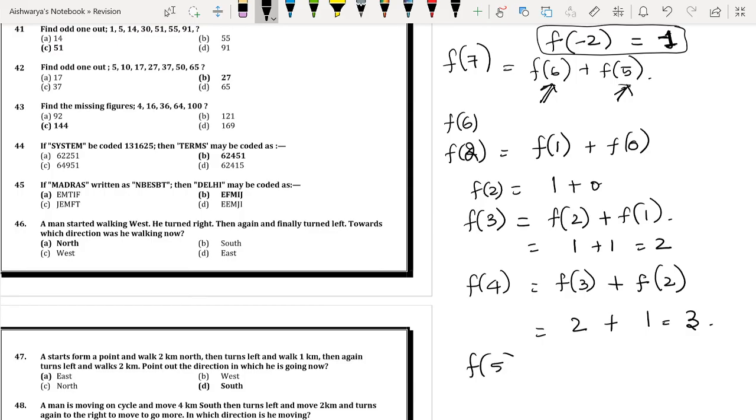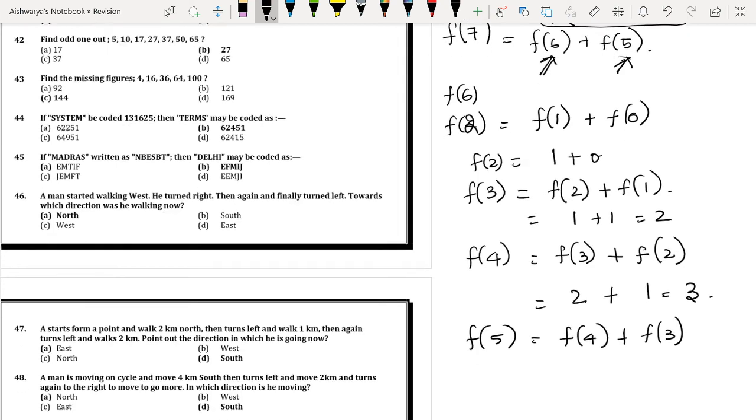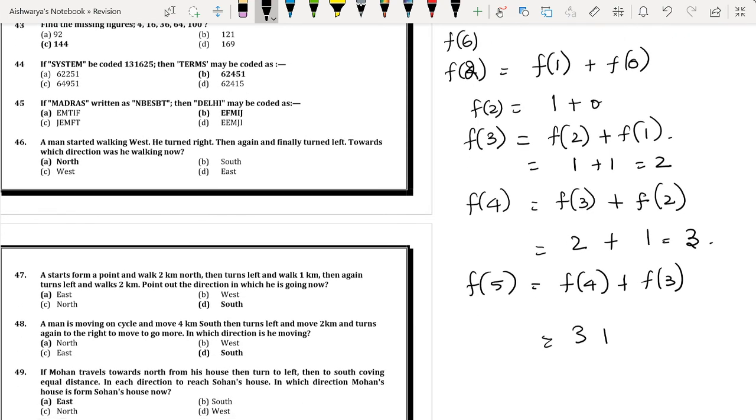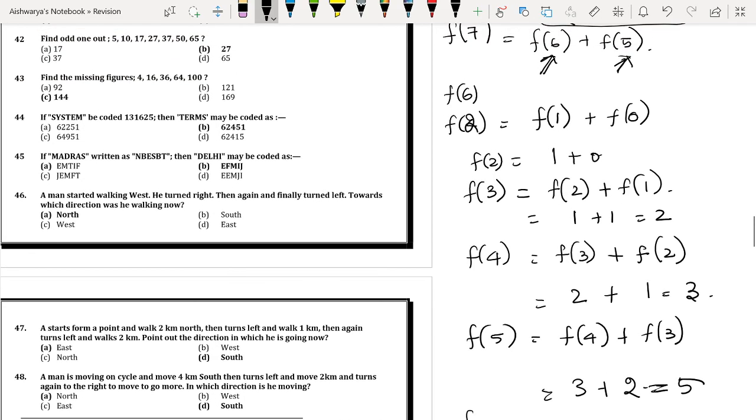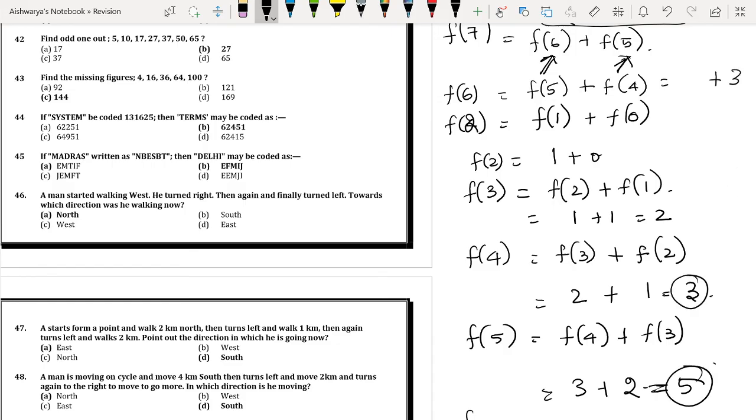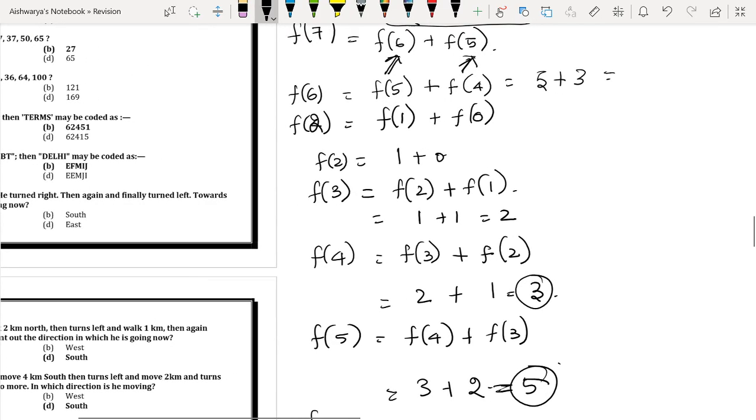So f of 5 will be equal to f of 4 plus f of 3. F of 4 is 3 plus f of 3 is 2, equal to... correct, no? Anywhere no mistakes in typing out? Okay, equal to 5. So f of 6 we will get with this. F of 6 will be f of 5 plus f of 4. F of 4 value is 3 and f of 5 is 5. So 5 plus 3 I get it as 8.